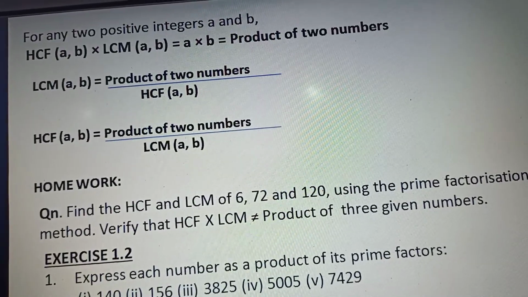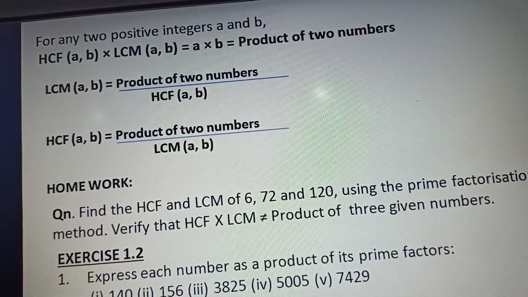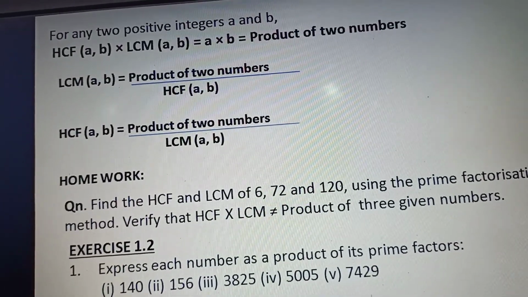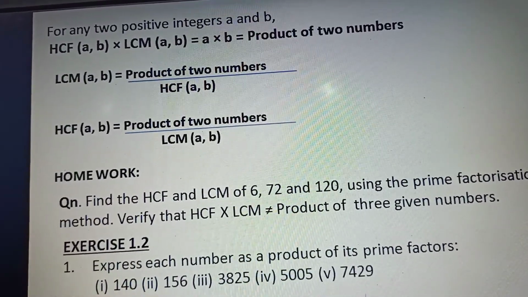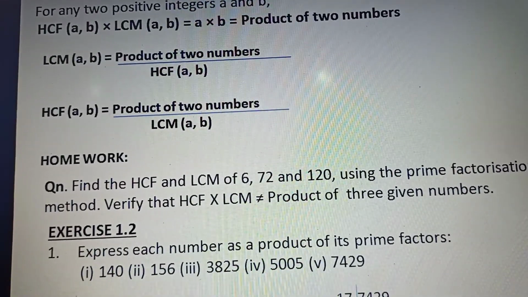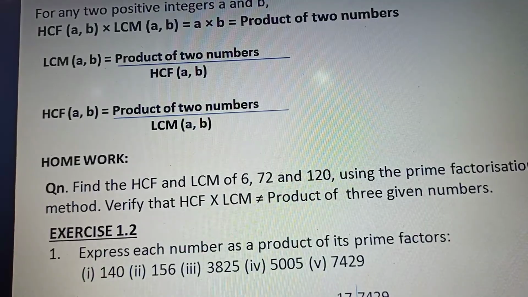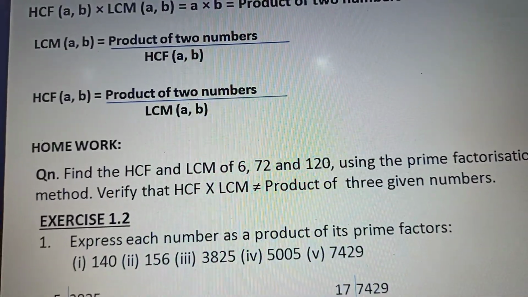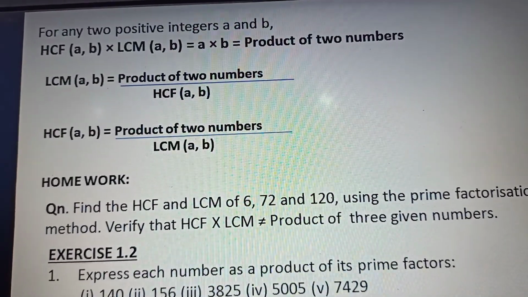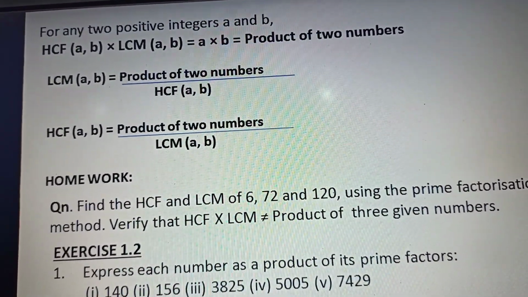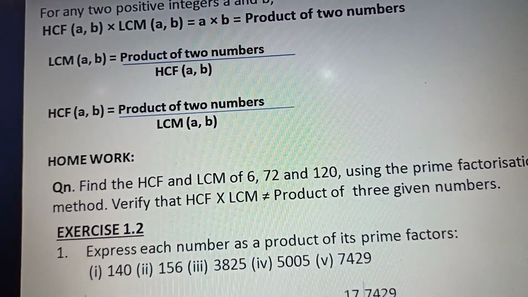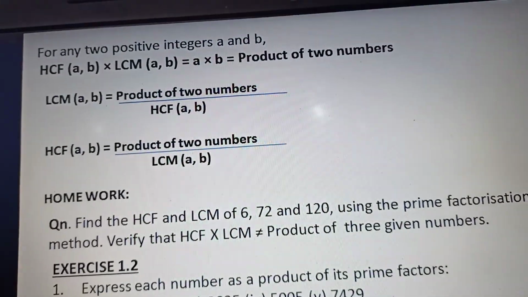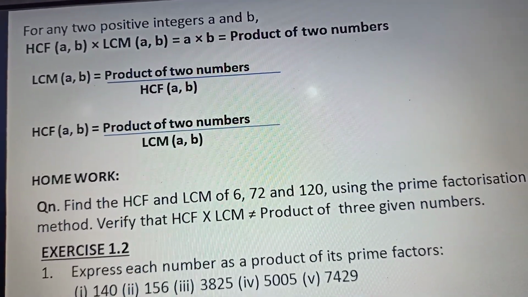From this formula we get another formula. LCM of two numbers is equal to the product of the two numbers divided by the HCF of the two numbers. Again, HCF of two numbers is equal to the product of the two numbers divided by the LCM of the two numbers. This is true for any two integers.